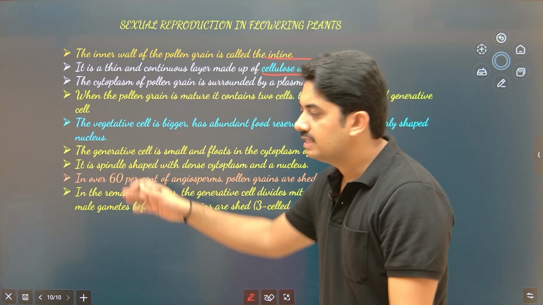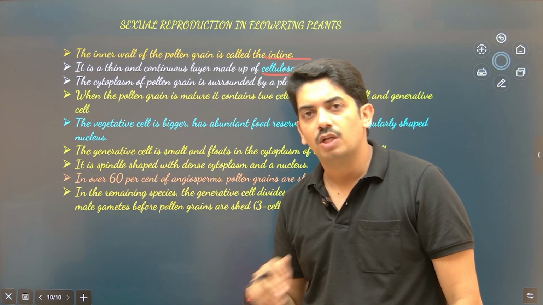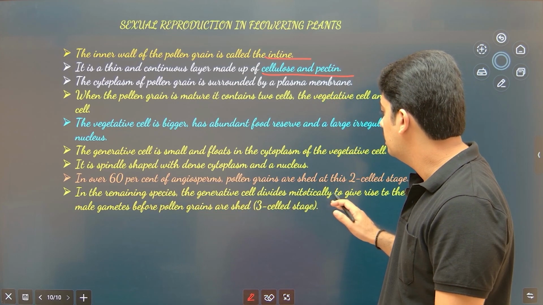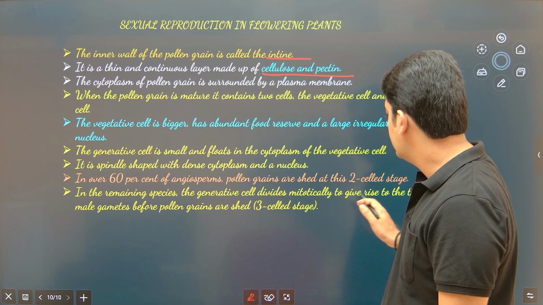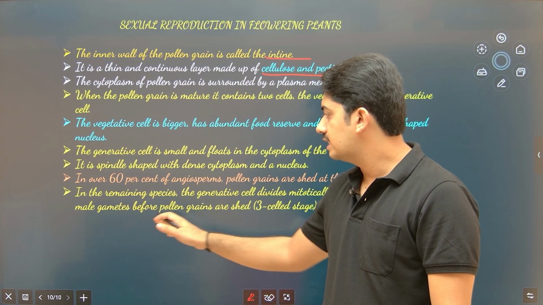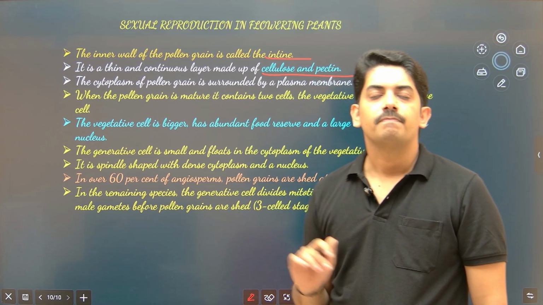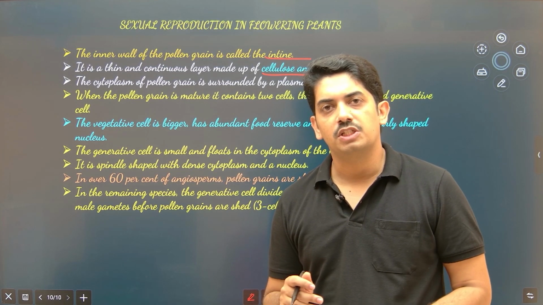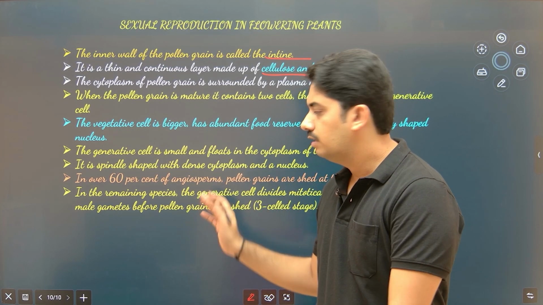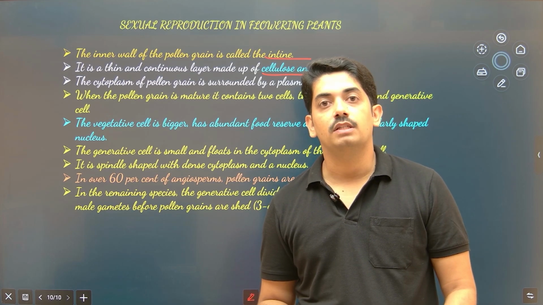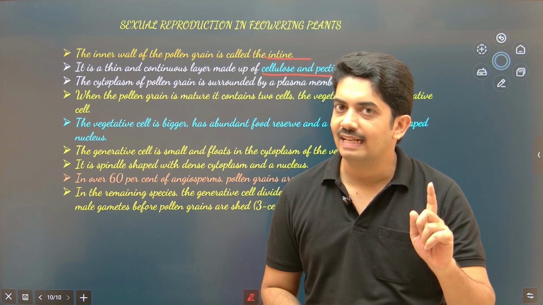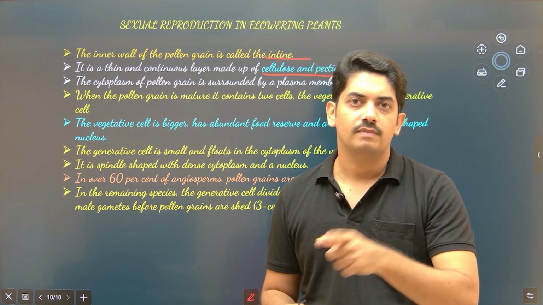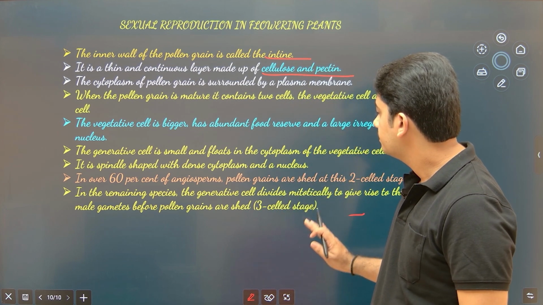But what happens in the 60%? The generative cell undergoes mitosis in the pollen tube. So in the remaining species, the generative cell divides mitotically to give rise to two male gametes before pollen grains are shed. Okay, so in the remaining 40%, before the pollen grains are shed from the anther, they form 2 generative cells, nothing but the 2 male gametes. So pollen grains are the gametophytes and generative cells are the male gametes. That is very, very important.